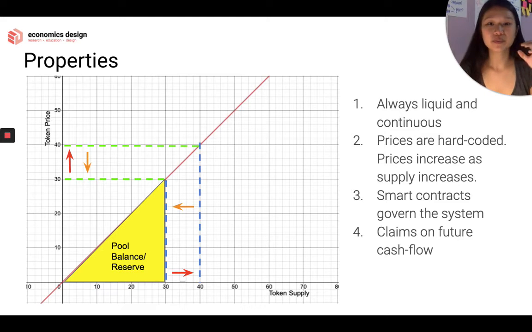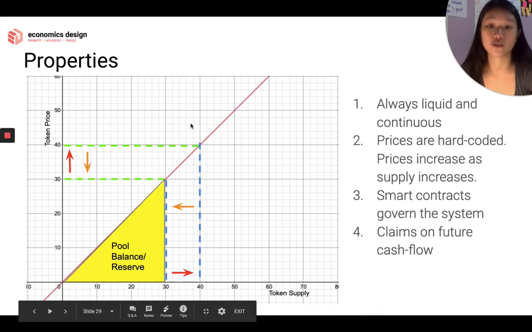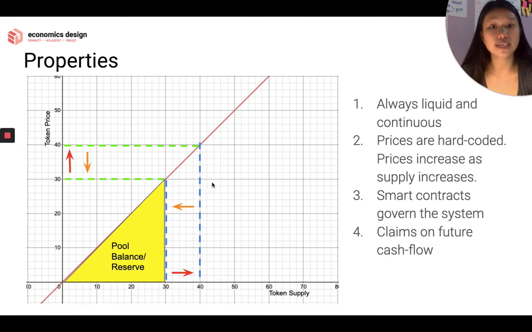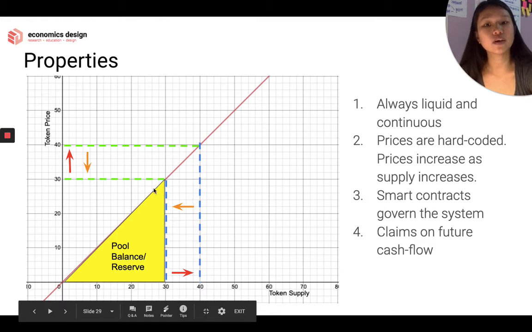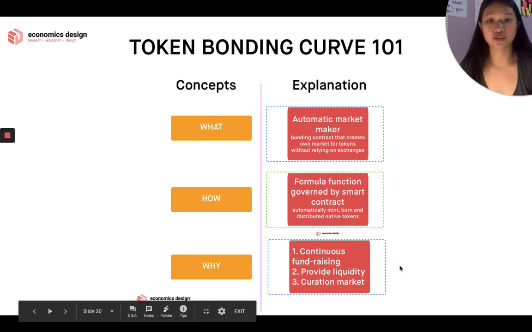We're running a very sustainable incentive mechanism that incentivizes people to join, and they can get a claim on future cash flow. So as the system grows, because more people are coming in, and also because the ecosystem is earning money, they can get more money from there as well, because the pool reserve increases, and when they sell, the area under the curve increases. Okay, so those are the different properties.